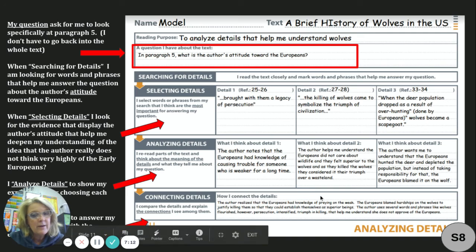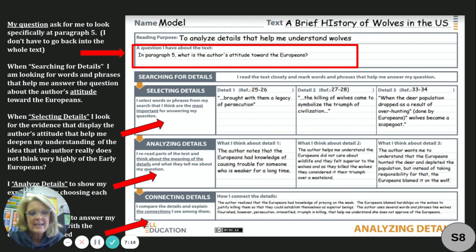So now that I've read back over these, I can connect these details by saying the author realized that the Europeans had knowledge of preying on the weak. The Europeans blamed hardships on the wolves to justify killing them so that they could establish themselves as superior beings. They were afraid of the wolves, so they just wanted to get rid of them. The author uses several words and phrases like wolves flourished, however, persecution, intensified, triumph in killing. This language helps me to understand that she does not approve of the Europeans at all.